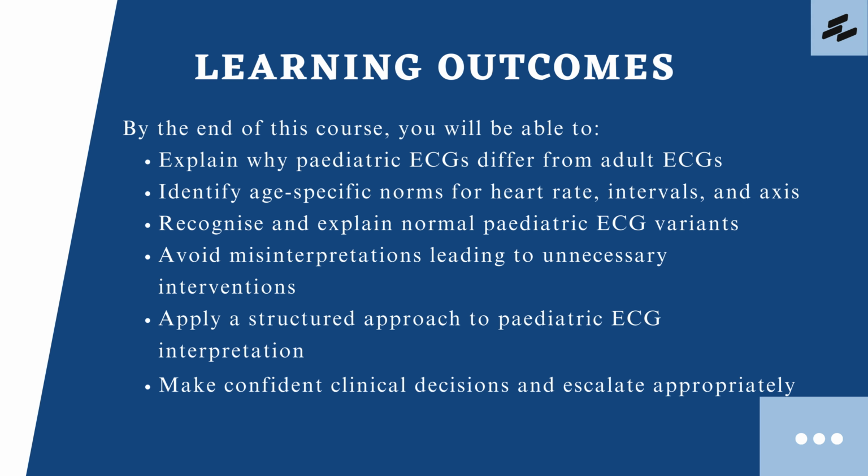Learning outcomes. By the end of this course, you will be able to explain why pediatric ECGs differ from adult ECGs, identify age-specific normal ECG values for heart rate, axis, intervals, and voltages, recognize and explain common normal variants such as juvenile T-wave patterns and sinus arrhythmia, avoid common misinterpretations that arise from applying adult norms to pediatric ECGs, apply a structured, stepwise approach to pediatric ECG interpretation, make safe, confident clinical decisions, and escalate appropriately when necessary.